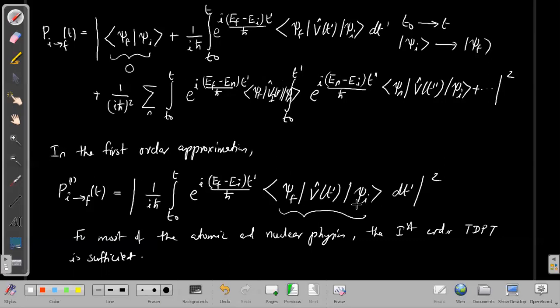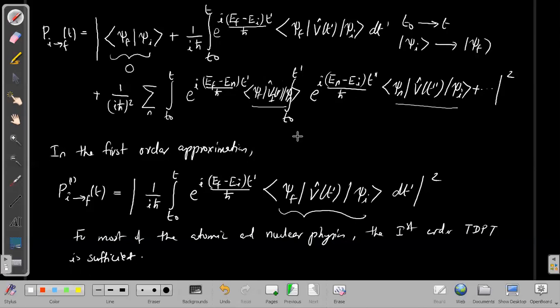So if you want to find the transition probability from i to f, this first order term actually represents the direct transition from i to f. Now, if you look at the second order term, if you are going for second order transition, then there are two terms here: from psi i to psi n first, then psi n to psi f second. That means a system can move from the state psi i to psi f through an intermediate state psi n. That kind of possibility comes when you are going for second order approximation.